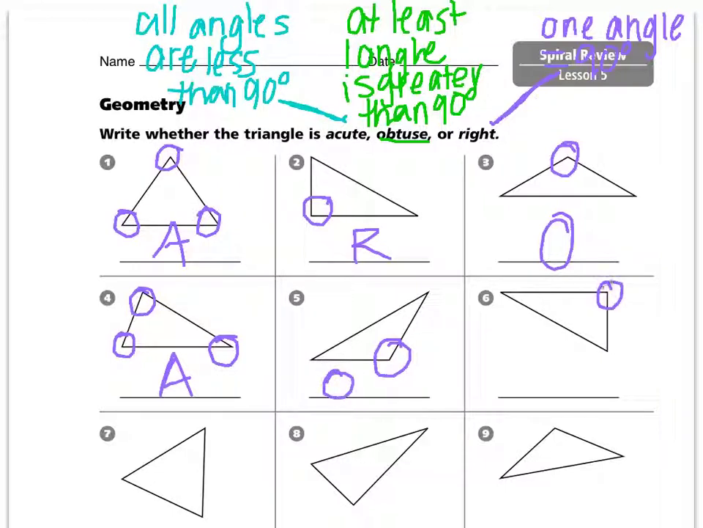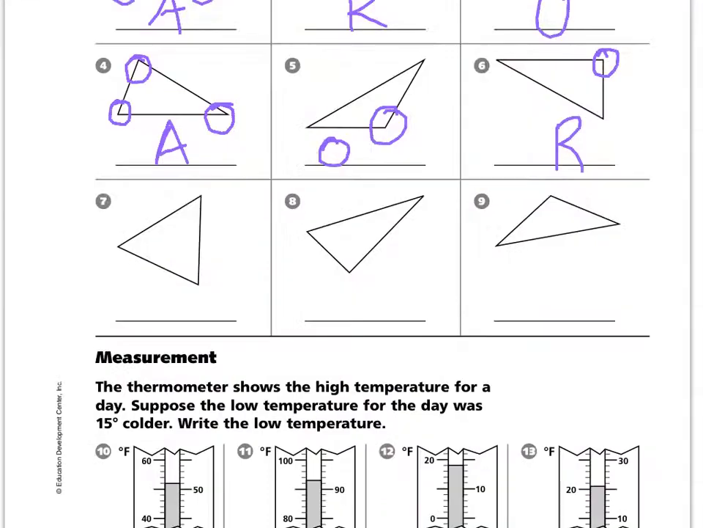Number 6, I have a right angle. 7, I have all acute. 8, I have a right angle. And 9, I have an obtuse angle.